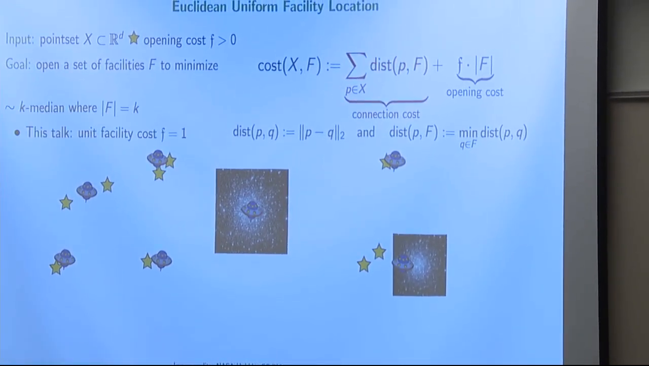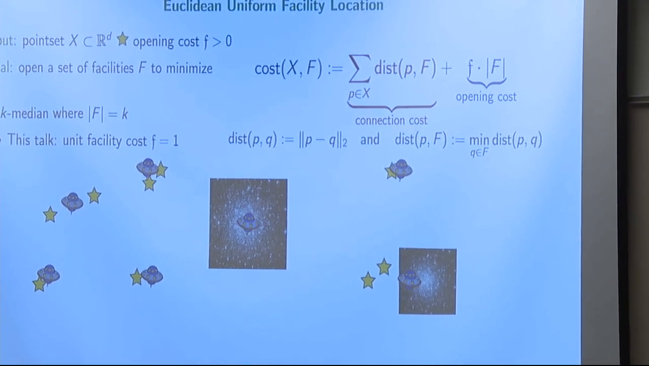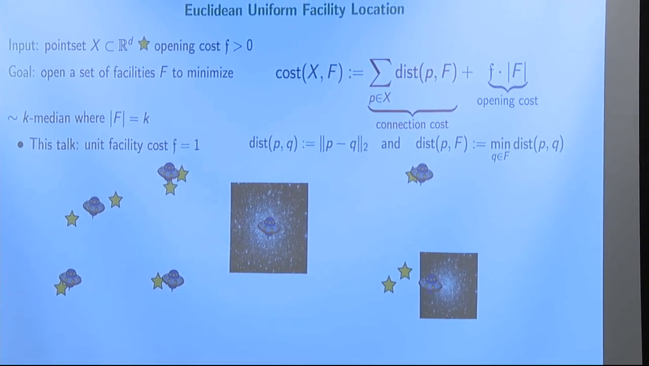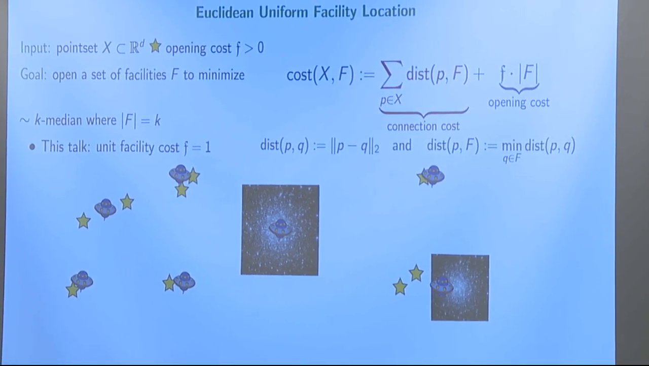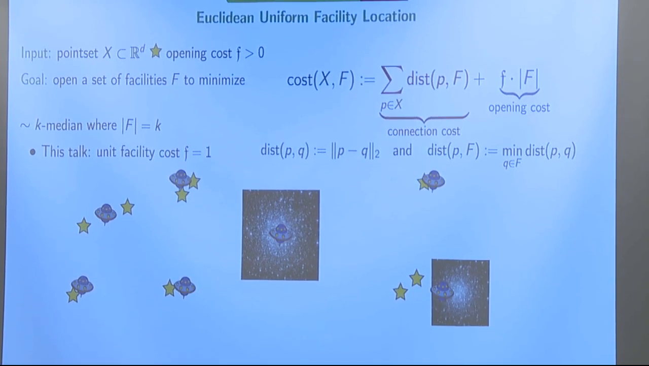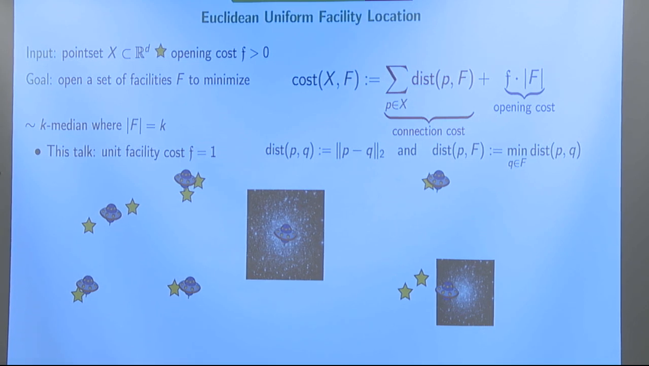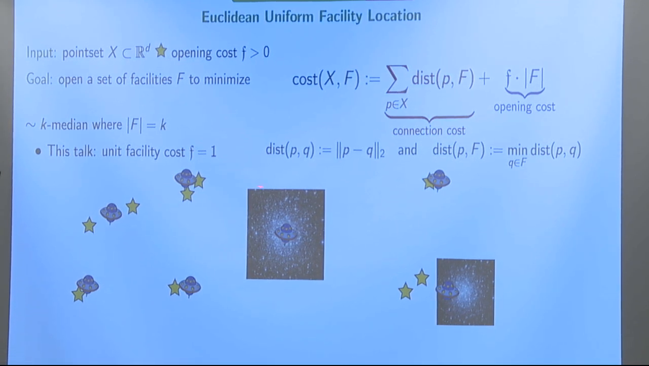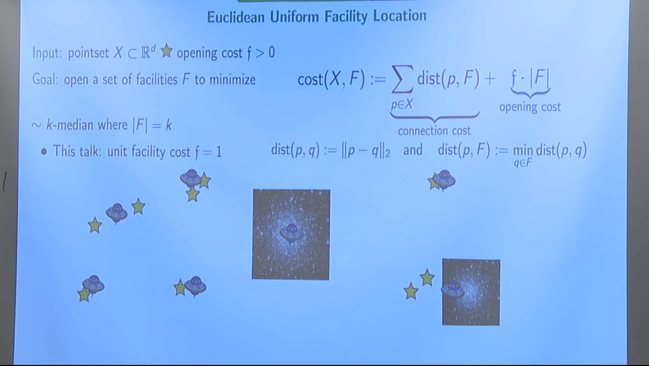As I said, this is a clustering problem. It's similar to k-median, but with a variable number of centers. We can basically pay for more centers, at this opening cost. And by scaling, you can mostly just think of a unit facility cost, so I will be using unit facility cost in this talk.